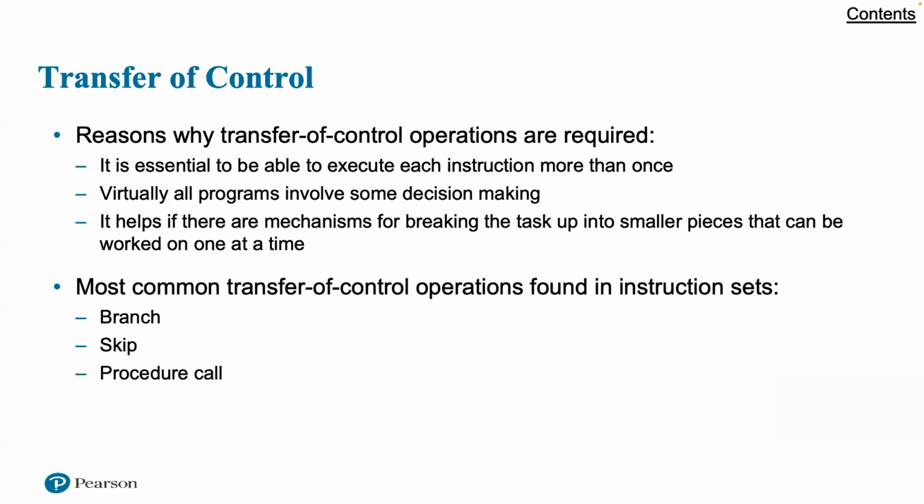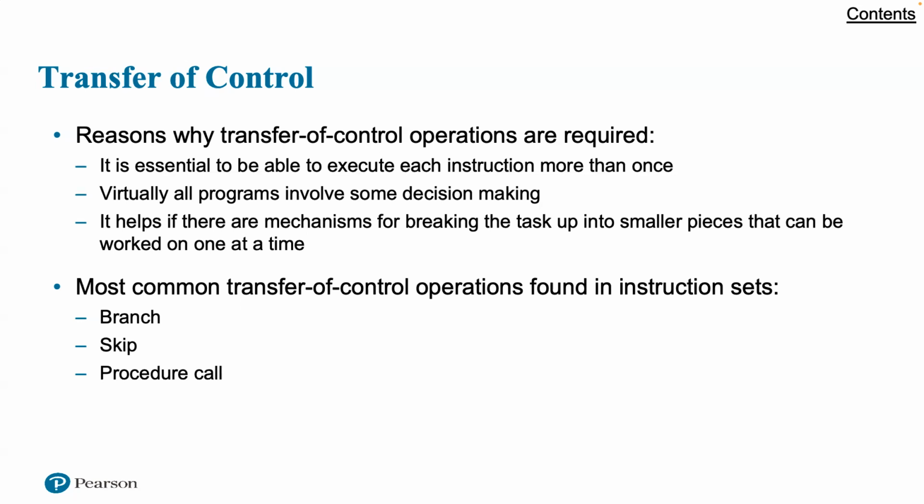For transfer control, for all the operation types discussed so far, the next instruction to be performed is the one that immediately follows the current instruction in memory. However, a significant fraction of the instructions in any program have as their function changing the sequence of the instruction execution. For these instructions, the operation performed by the processor is to update the program counter to contain the address of some instruction in memory. There are a number of reasons why transfer of control operations are required. Among the most important are the following.